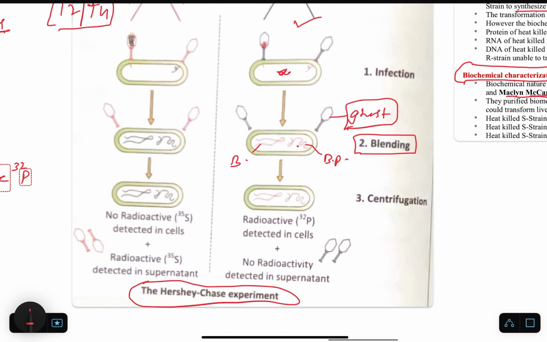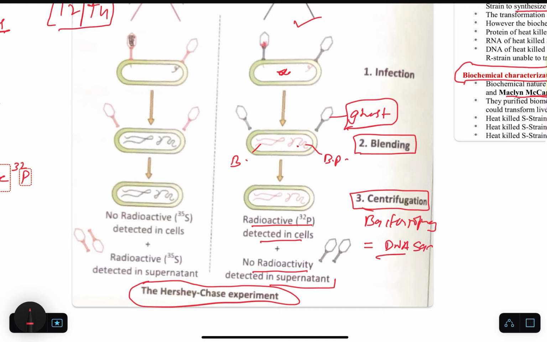And they detect radioactivity in the cell, and no radioactivity is detected from the supernatant. After blending, they centrifuge, and they found that the radioactivity is only present in the DNA sample of the bacteriophages, all the bacteriophages which infect the bacteria.